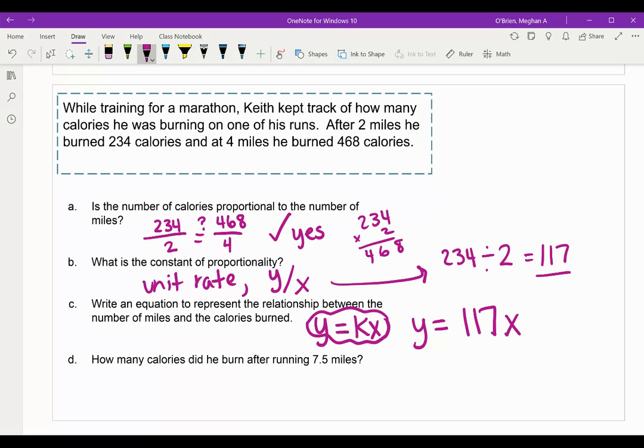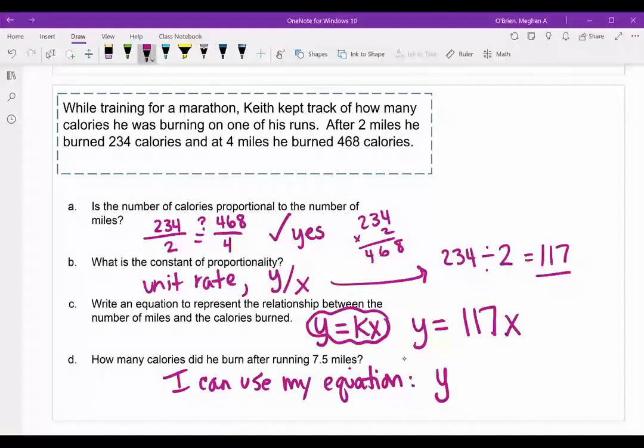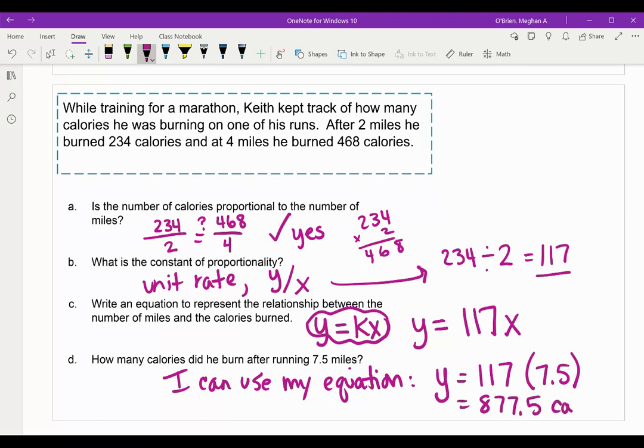And then how many calories did he burn after running 7.5 miles? I can use my equation. So what I mean by this is, if I want to know how many calories, that's the unknown, for 7.5 miles, I just plug in 7.5 miles where the x is, and let me figure that out. That would be 877.5 calories burned in that amount of miles.